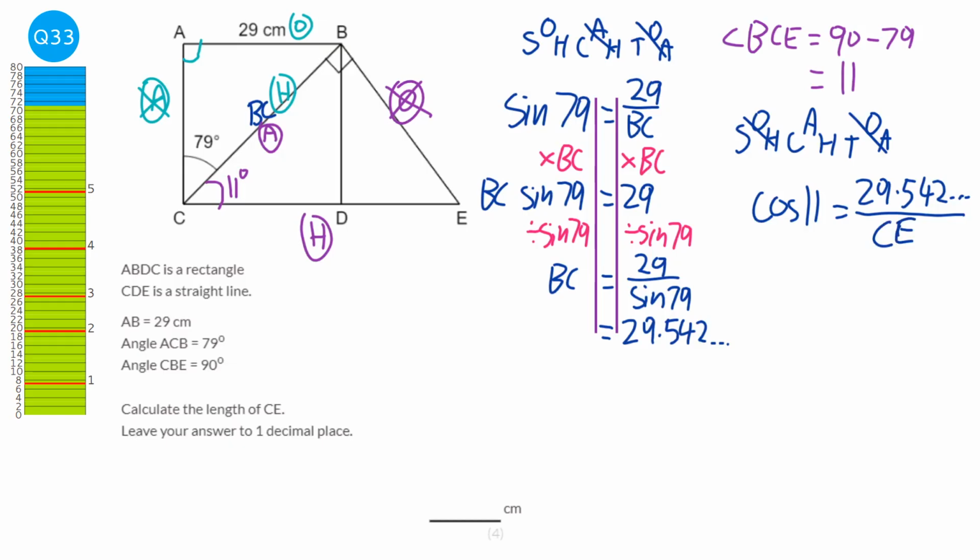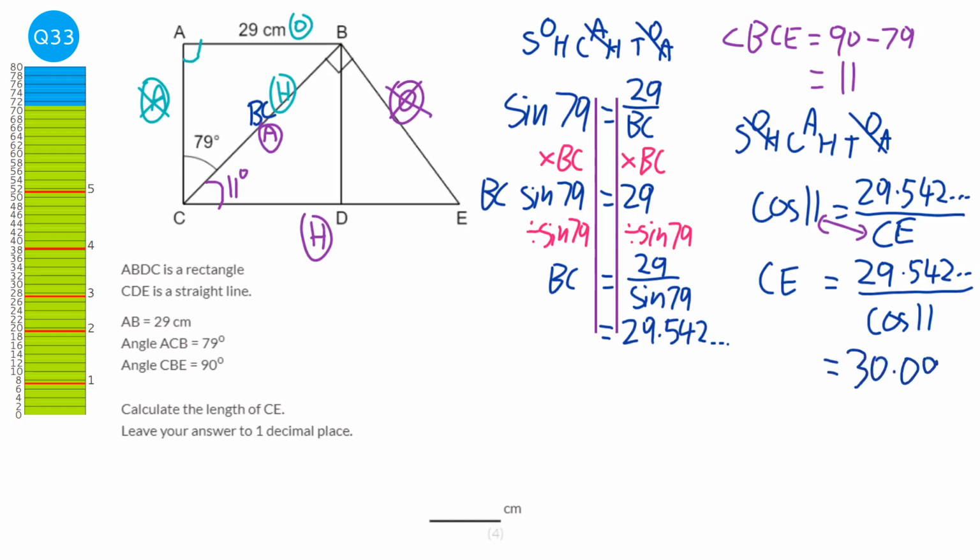Now hopefully you've realised from when we did it with the sine thing here, that actually we can just swap these two things over. So we can have it as CE equals 29.542... over cos 11. Then we put that into our calculator and we get the answer of 30.095..., and it wants it to one decimal place, so that will be 30.1.